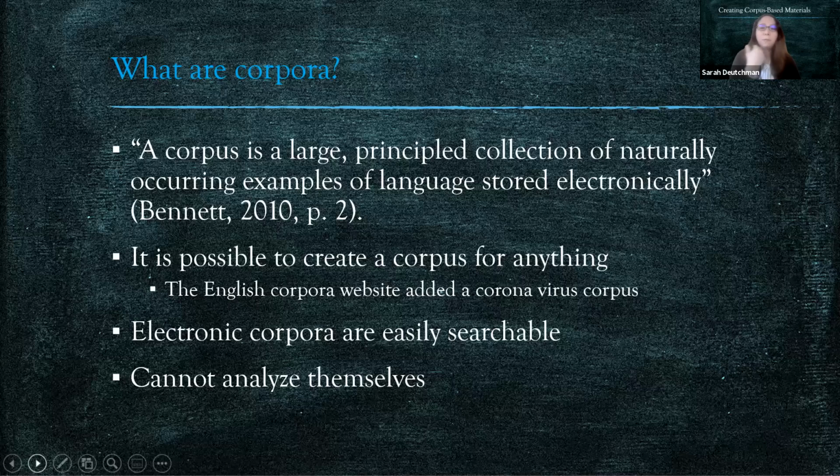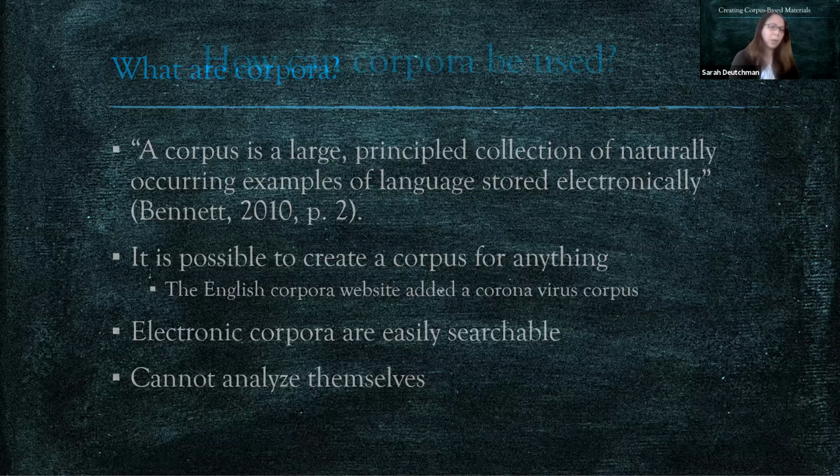Electronic corpora are really easy to search, so you can find trends, you can compare words, etc. The only problem with corpora is they cannot analyze themselves. So it's necessary to know what to look for, the patterns, how you can analyze things, etc. If anyone has any questions as we go along, you can just say something. It might be hard for me to check the chat at the same time.